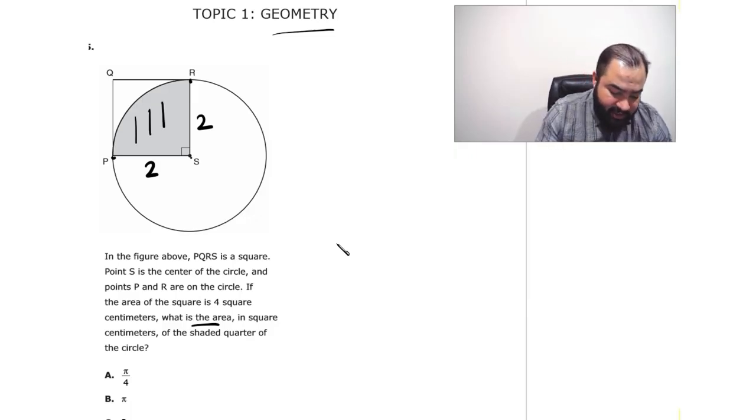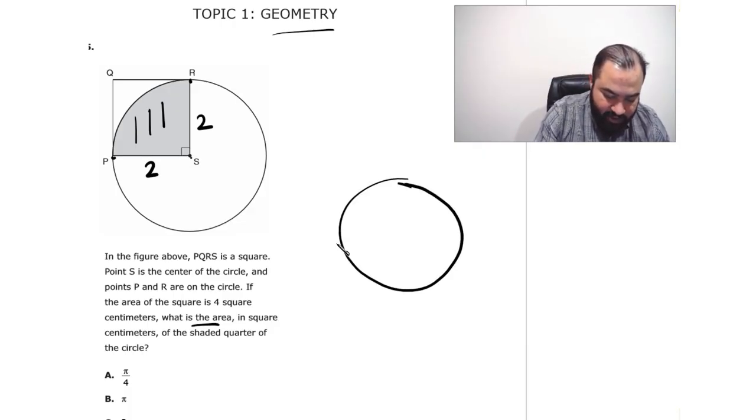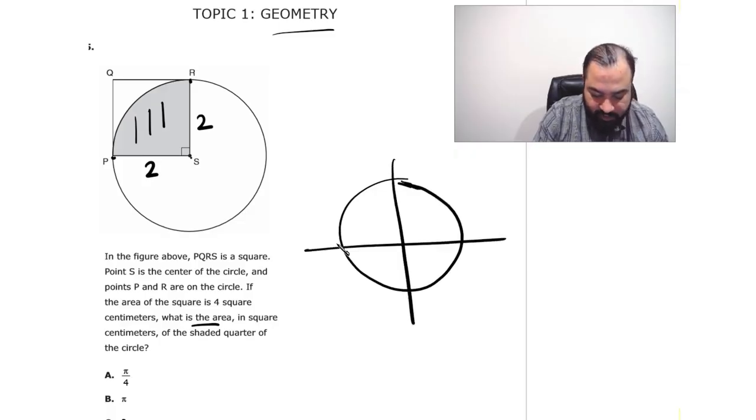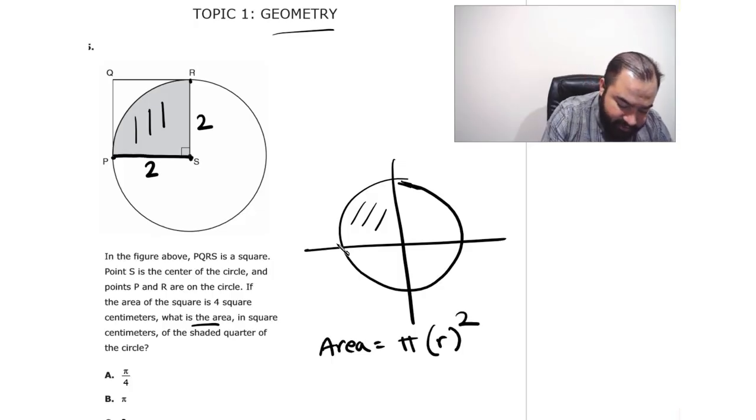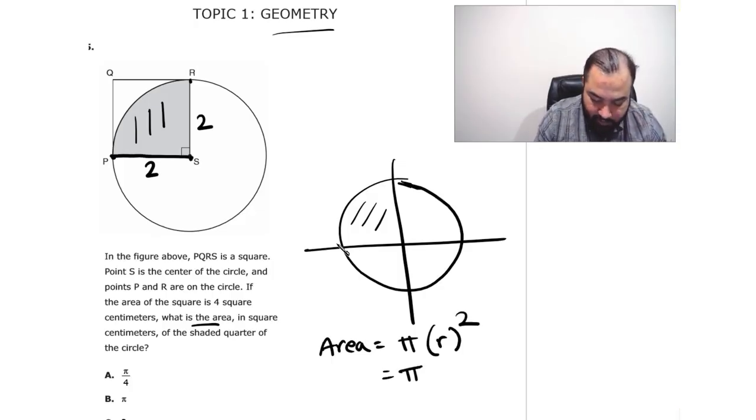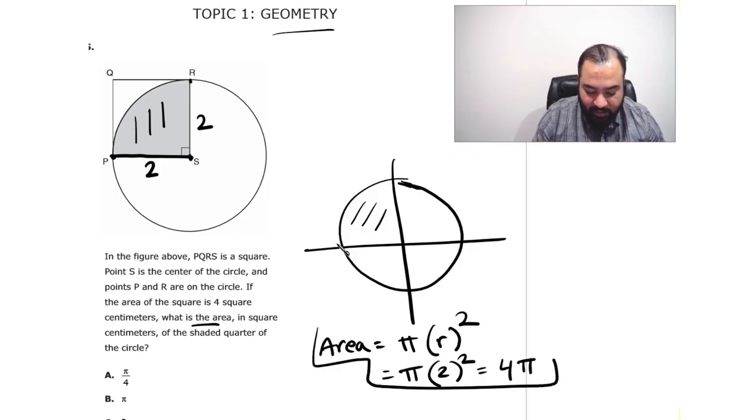As you can see, this shaded part is 1/4 of the circle. I'm going to show you this concept. If you have a circle, you can split it into 4 sections. So this is 1/4. For this kind of question, you will need to know the formula for the area of a circle, which is pi times the radius squared. Here the radius is 2, so we do pi times 2 squared, which is 4 pi. That's the area of the circle.